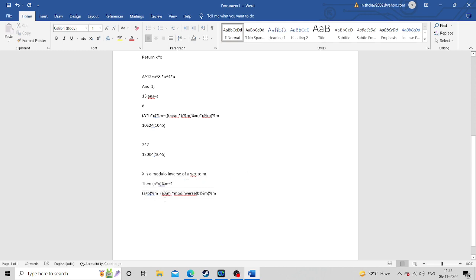You can do something like this. This thing is not equal to a mod m divided by b mod m, whole mod m. You can't write something like this. Okay, this is incorrect. So you need to find the mod inverse for that. Is this clear to everybody or not?